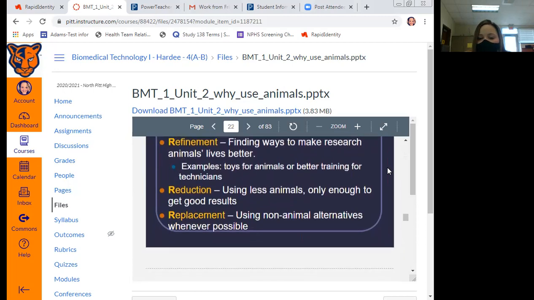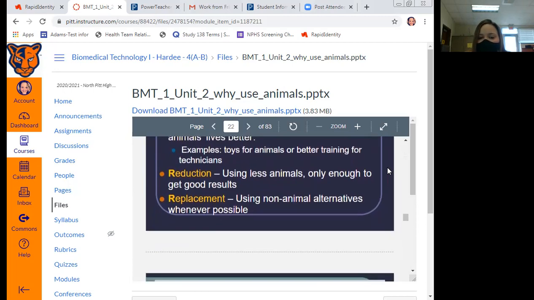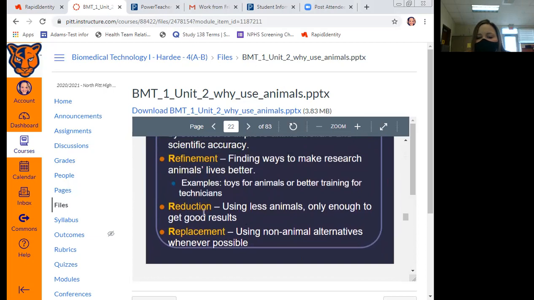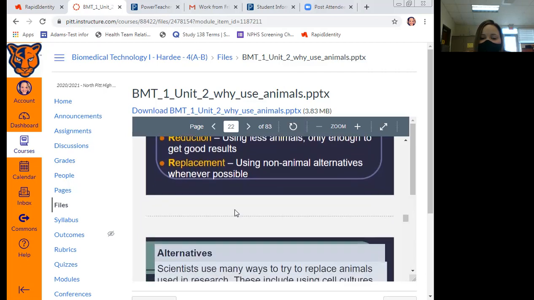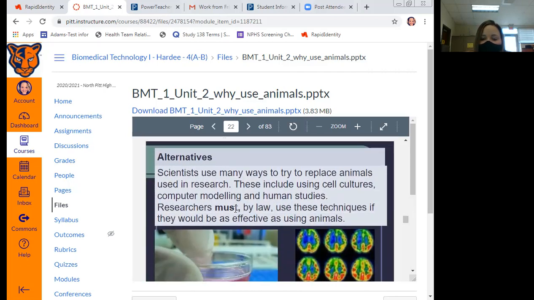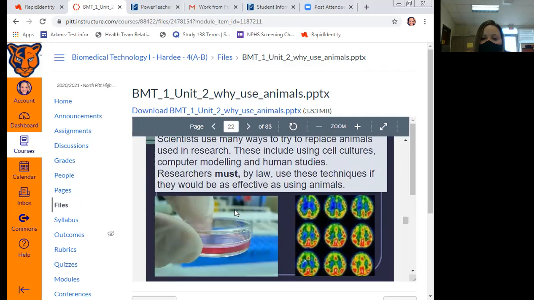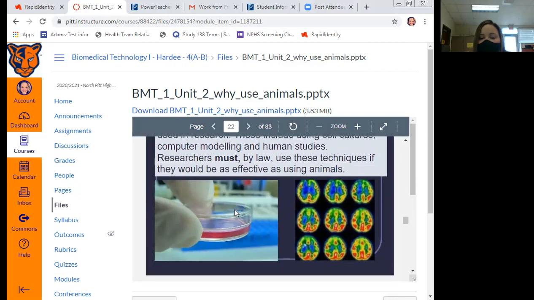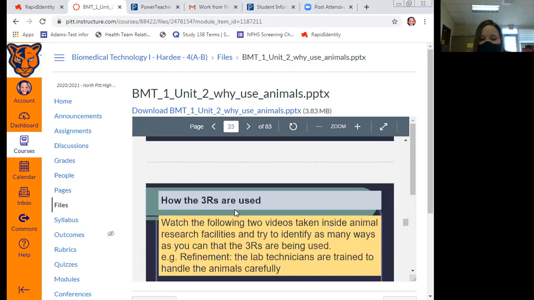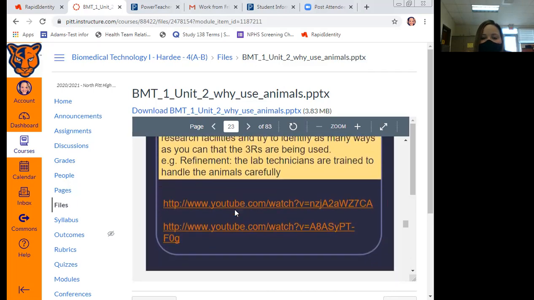So just a few more here, and another example of reduction is, do we really need to test on 3,000 mice to prove the same point 3,000 times, or could we test on 300? So just a different way of looking at it. Some alternatives include cell cultures, computer modeling, and human studies, as long as we can maintain the ethics behind it. Okay.